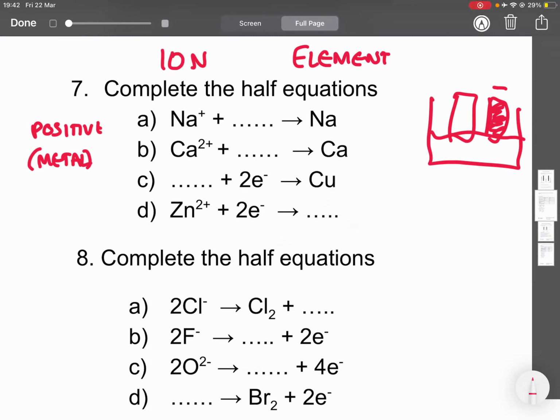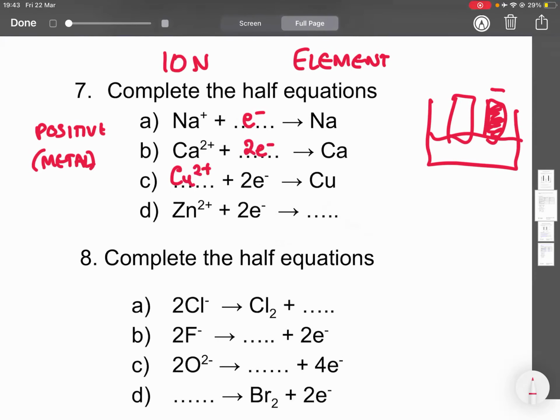So how would sodium plus turn into sodium? Well, if it goes to the negative electrode, it would just gain an electron, and then it will become normal sodium again. Calcium, if they give you that, would just gain 2 electrons, and it would turn into calcium. Copper 2 plus, if it gains 2 electrons, turns into copper. And zinc 2 plus would just form the normal zinc metal. So any metal, you just have to have that format. The ion plus electron forms the metal.